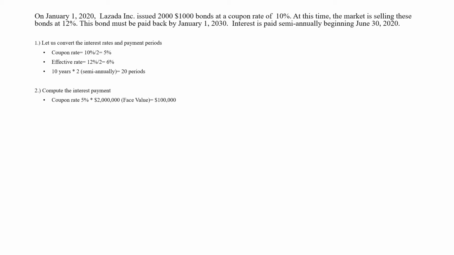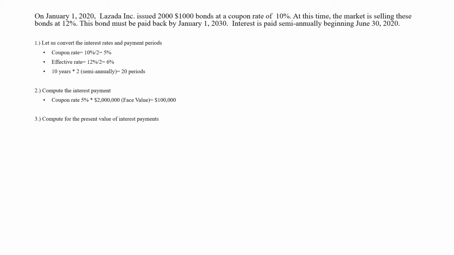Next, we compute the interest payment. So our coupon rate, which is 5%, we multiply it with the face value, that's 2 million. That's 2,000 times $1,000 bonds, that's $2 million. So our coupon or interest payment is 100,000. Number 3, we compute for the present value of interest payments.